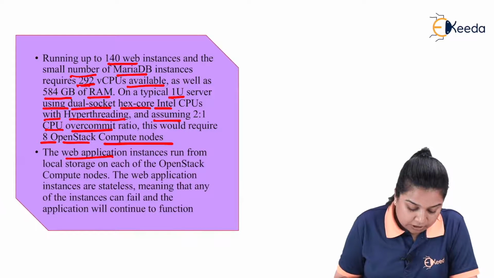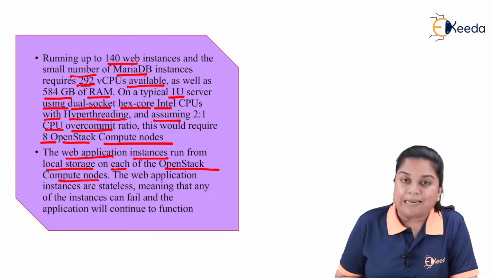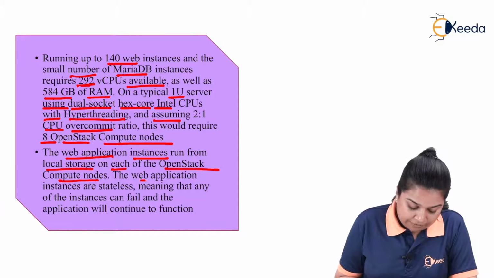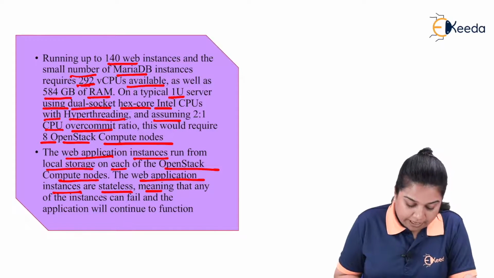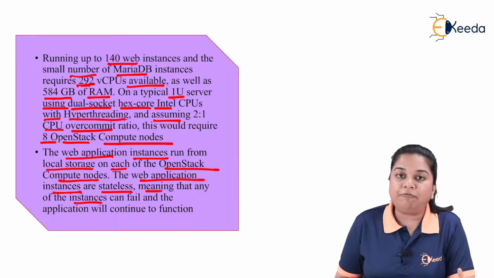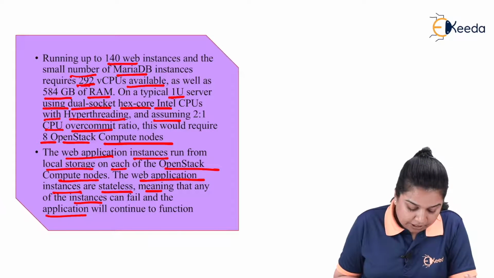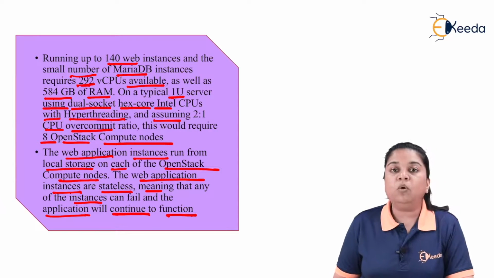The web application instances run from local storage on each of the OpenStack compute nodes. Then the web application instances are stateless, meaning that any of the instances can fail and the application will continue to function.